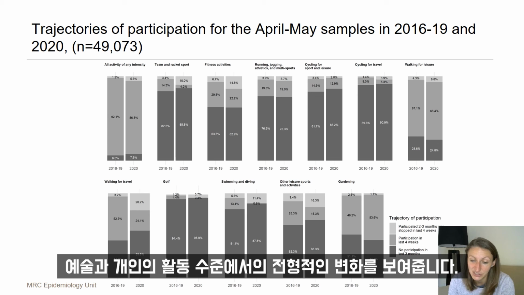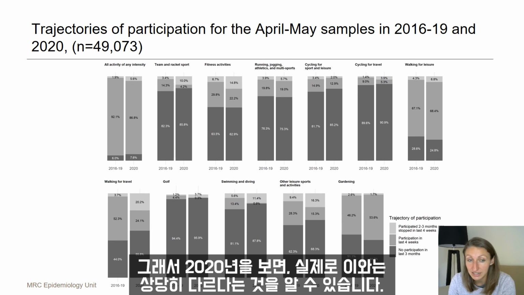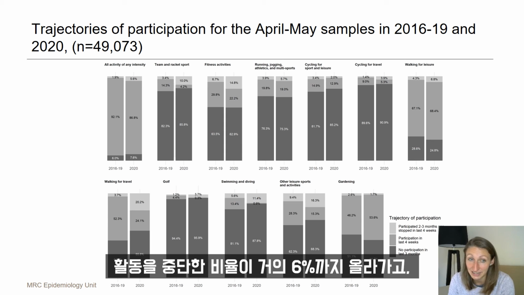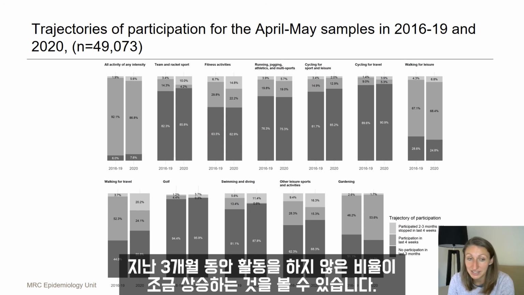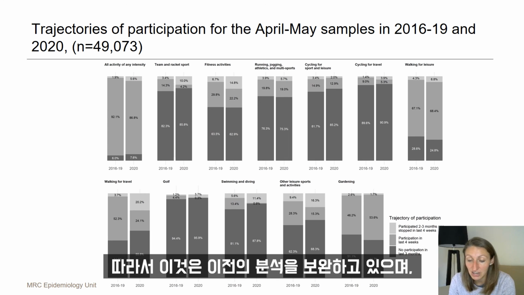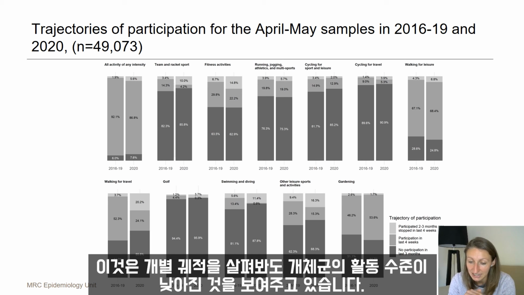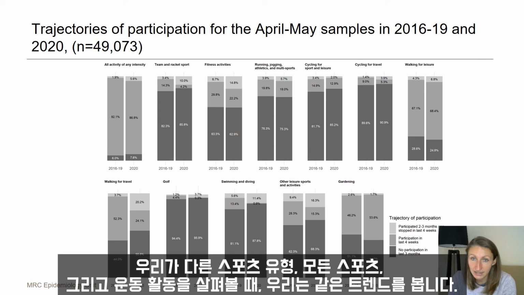And that could have stopped for any old reason, but that's a sort of typical churn in activity levels at an individual level. So when we see 2020, we see this as being actually quite different. We see that proportion who have stopped activity going up to almost 6%. And we see the proportion doing no activity in the past 3 months going up a bit too. So this is generally complementing our previous analyses and showing, yes, it does seem like, even when we're looking at individual trajectories, that activity levels have gone down in the population.